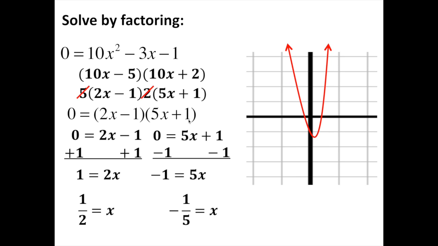So if I asked you where the x-intercept is, it would be 1/2 comma 0 in parentheses, and then negative 1/5 comma 0 in parentheses as well. All right, well, that concludes this lesson. You'll want to go back and review any portion that you need to get a little bit more practice with these.